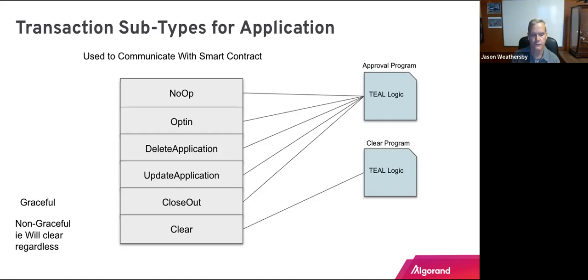Well, there's a non-graceful way of exiting a smart contract, and that's called using the clear application transaction. And you still get a chance to run some logic, and you may do some cleanup code in it, but it doesn't matter if your TEAL logic passes or fails, the user will be opted out of the smart contract. But for the purposes of what you're going to see today, most of the calls that applications use are going to be the standard no-op application transaction.